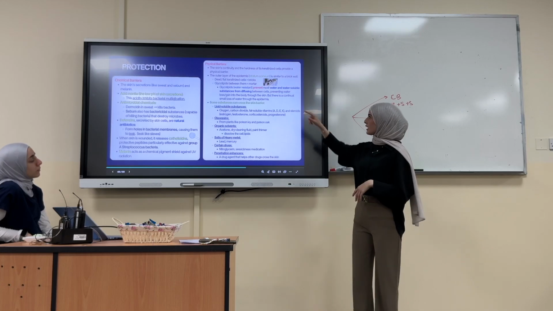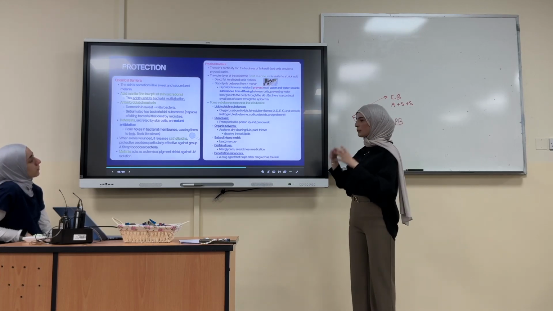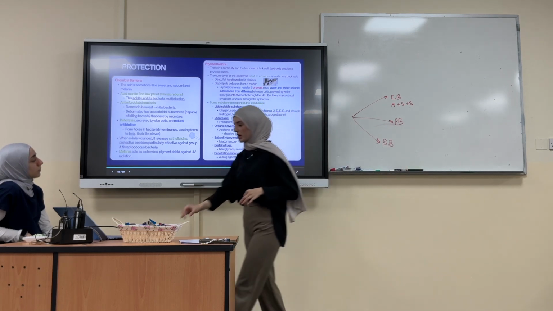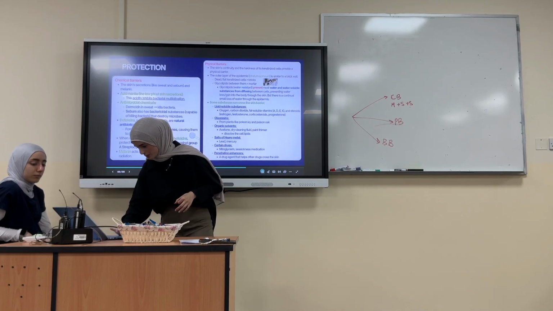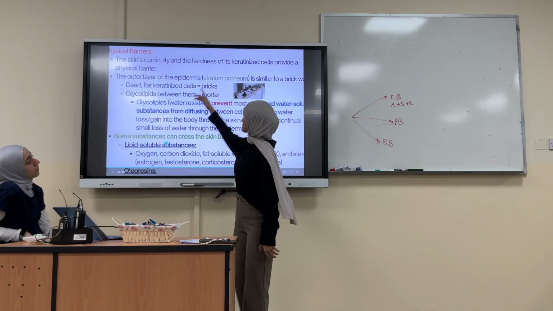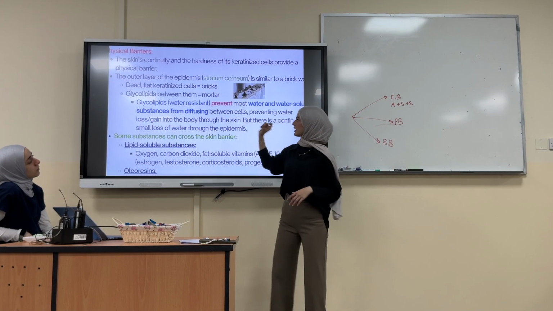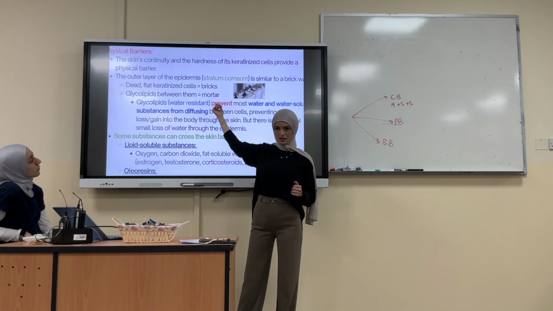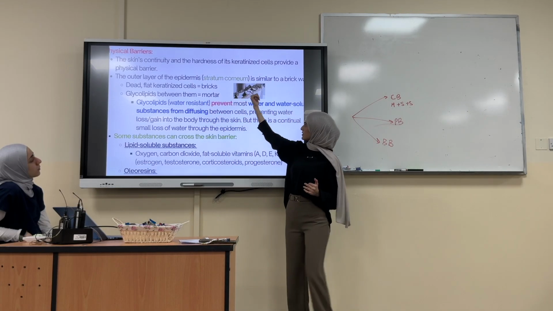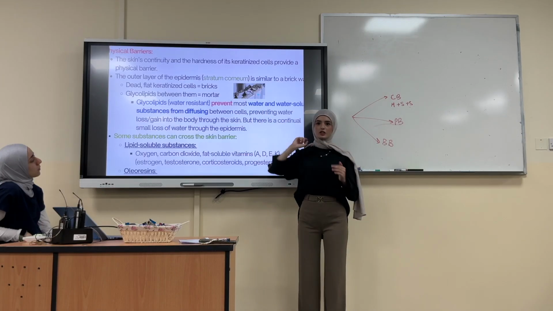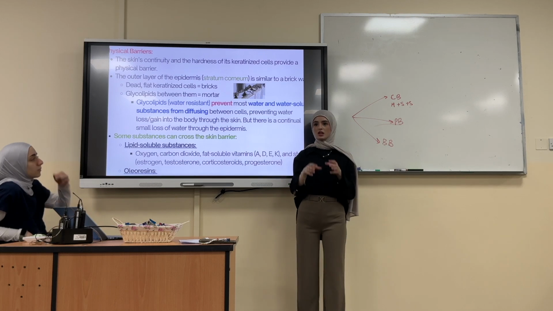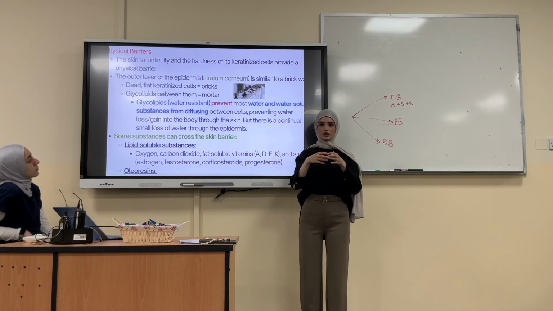If we were to compare the outer layer of the epidermis to something, you could compare it to a brick wall. And why is that? If you think about the outer layer of the epidermis, the stratum corneum, as a brick wall, you take the dead flat keratinized cells as the bricks, and then you have the glycolipids between them. That's the same thing as the mortar. Imagine these bricks are the keratinized cells, and around them you have the glycolipids, right? That's exactly what your skin looks like, kind of like a brick wall.